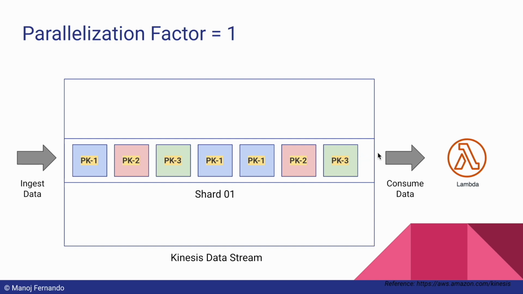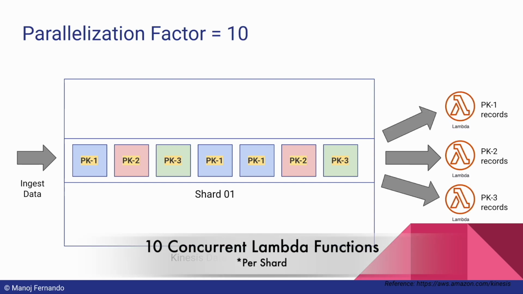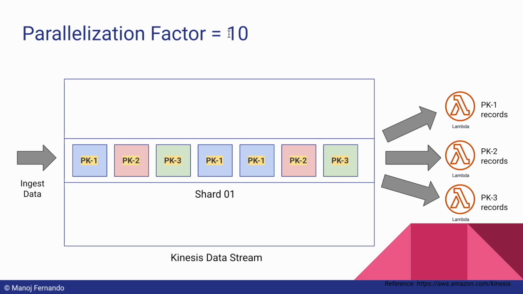So if you want to increase that, then that's where the parallelization factor comes into the picture. We can increase the parallelization factor. Now 10 is the maximum you can go. So when we increase the parallelization factor, there will be more Lambda functions spun up to process these records in a shard in parallel.